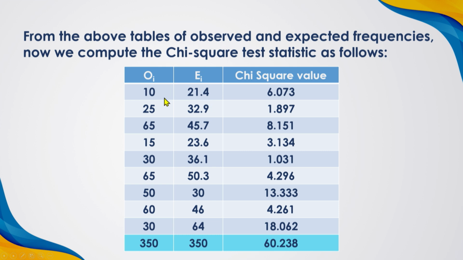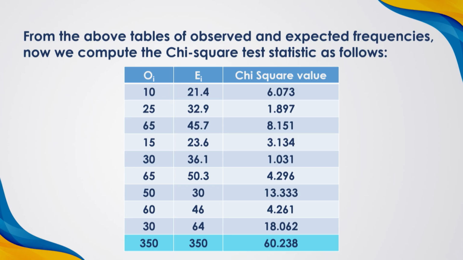Similarly, the respective expected frequencies have to be placed properly, that is, the first row 21.4, 32.9, 45.7 has to be kept first. Then the second row 23.6, 36.1, 50.3 has to be kept next. Then the third row 30, 46, 64 has to be kept next. By default, the totals of observed frequency and expected frequency have to match. Suppose you have a doubt whether our expected frequency has not matched with our observed frequency, then you have to verify your calculations.